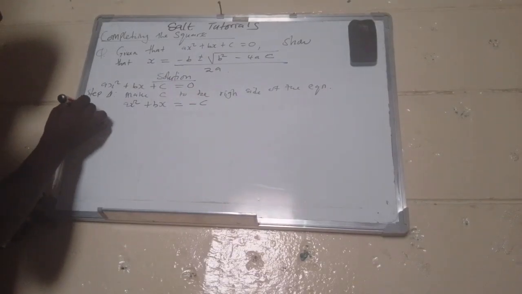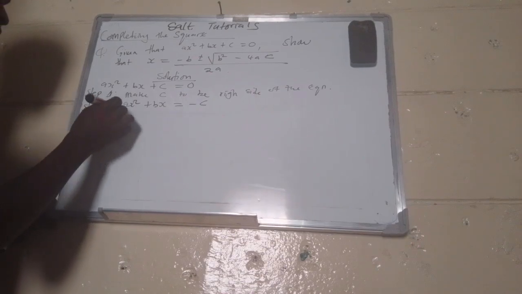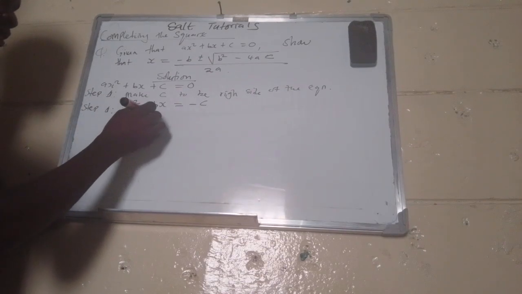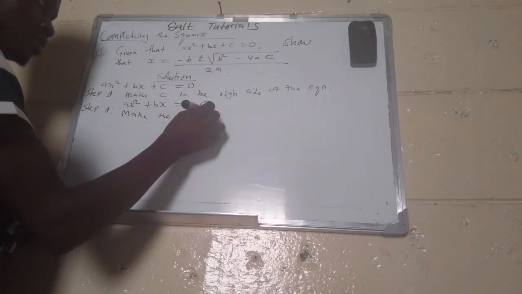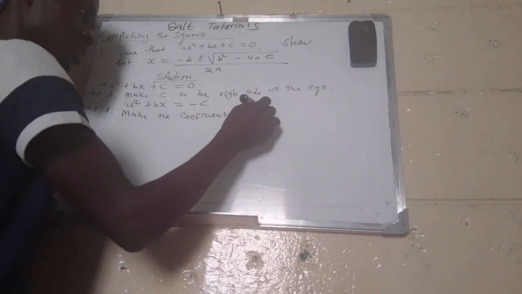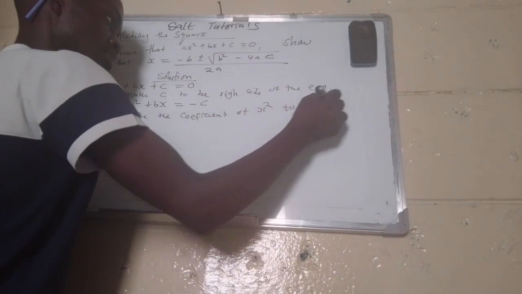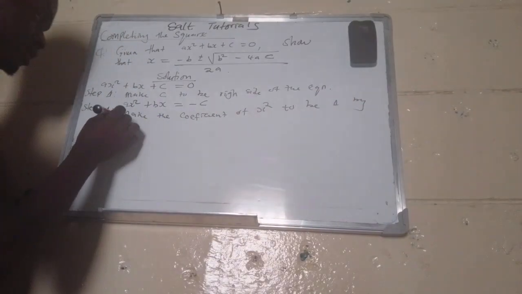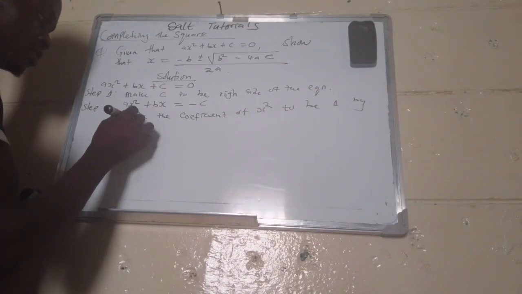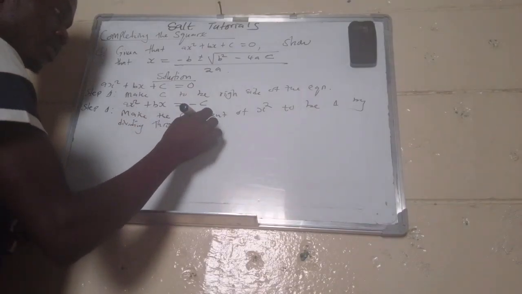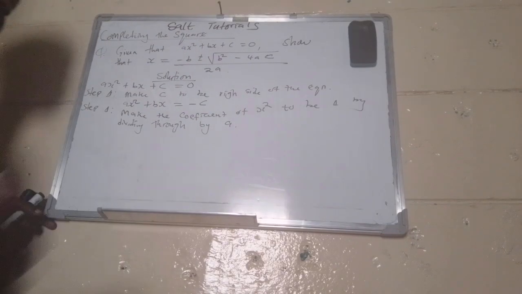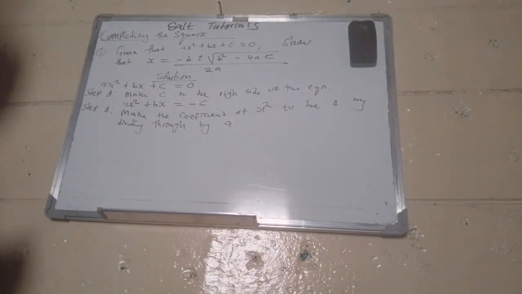Second step: make the coefficient of x squared to be 1 by dividing through by a. So we're going to make the coefficient of x squared to be 1. How can that be achieved? By dividing through by a.